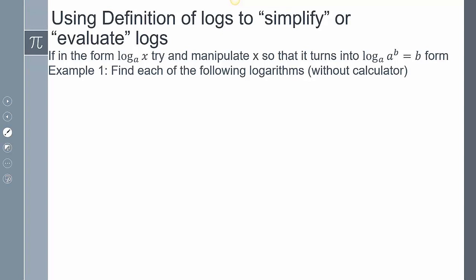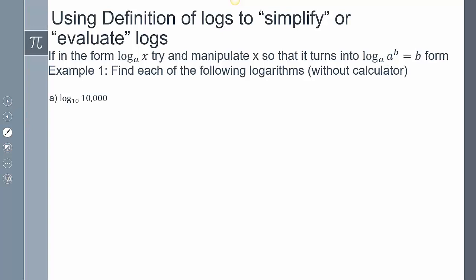Now, one thing that's going to help us is being able to simplify basic logarithms. If we're trying to simplify or evaluate, we want to manipulate our logarithm so that this statement applies: log base a of a to the b power equals b. The log base and the base cancel out when they're the same.